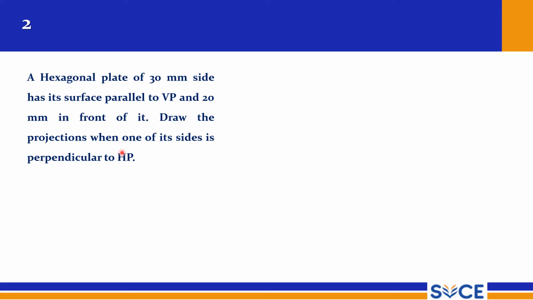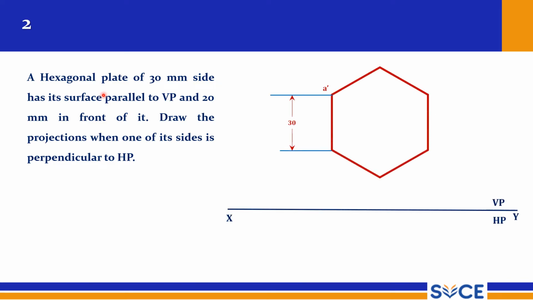Nothing else is given, right? So the front view can be drawn anywhere. You can even draw it above the line. So this is the XY reference line. Now this side, A dash B dash, is the side which is kept perpendicular to HP. So that is the condition given.